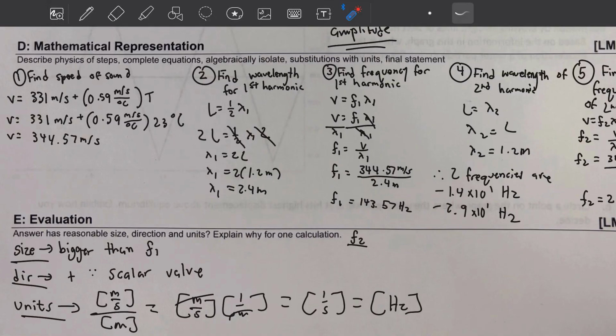The second thing is direction. Now, the direction must always be positive in the sense that the sign of these values must be positive because it's a scalar value. In reality, there will be no direction. Then we have our units.